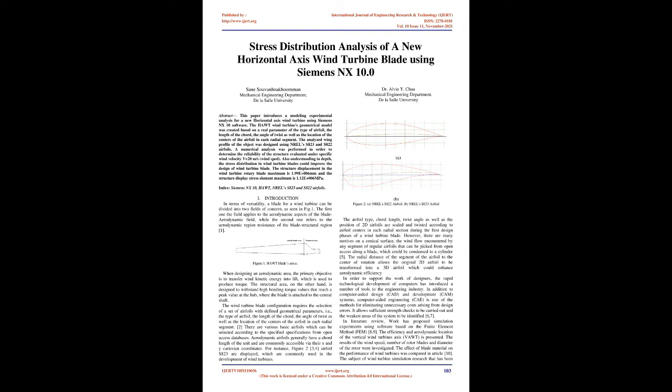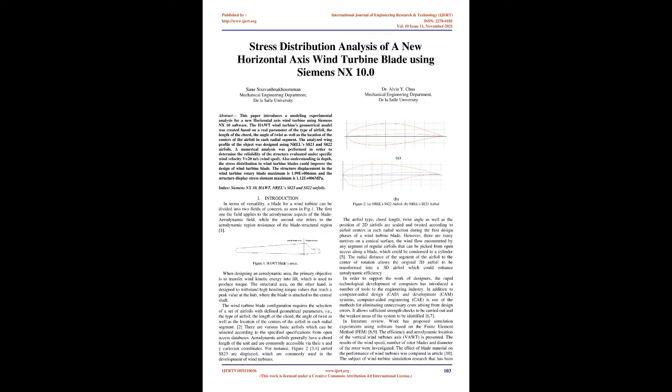Introduction. In terms of versatility, a blade for a wind turbine can be divided into two fields of concern, as seen in Fig. 1. The first one applies to the aerodynamic aspects of the blade, the aerodynamic region, while the second one refers to the resistance of the blade, the structural region 1. Figure 1. HAWT blade areas.